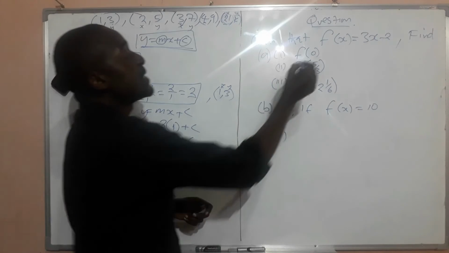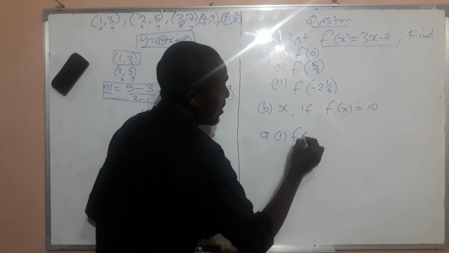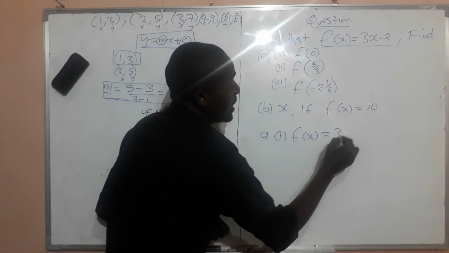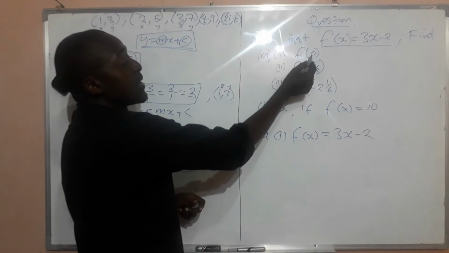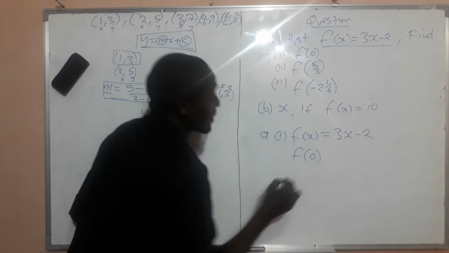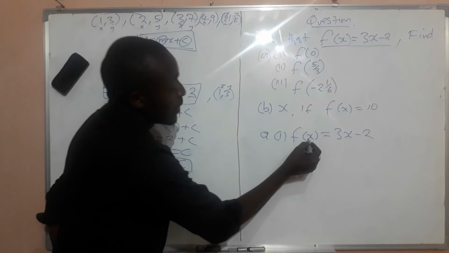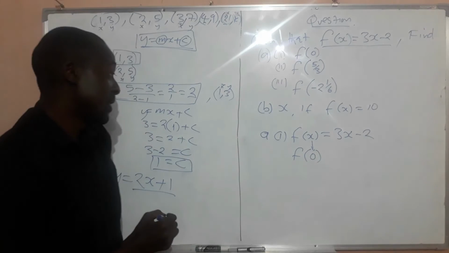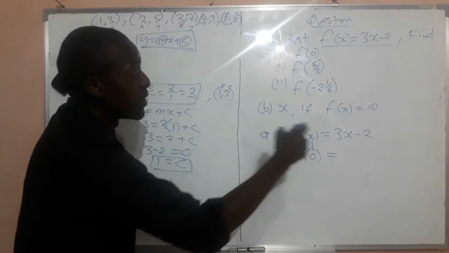We'll start by writing the function that we are given. This is called a function. So we'll say f of x is equal to 3x minus 2. We need to see what to do with this 0 here. So now we have f of 0. You can see by comparing these two that where there's x here, we've replaced it with a 0. So we are going to do the same this side. Where there's x, we are going to replace with a 0.